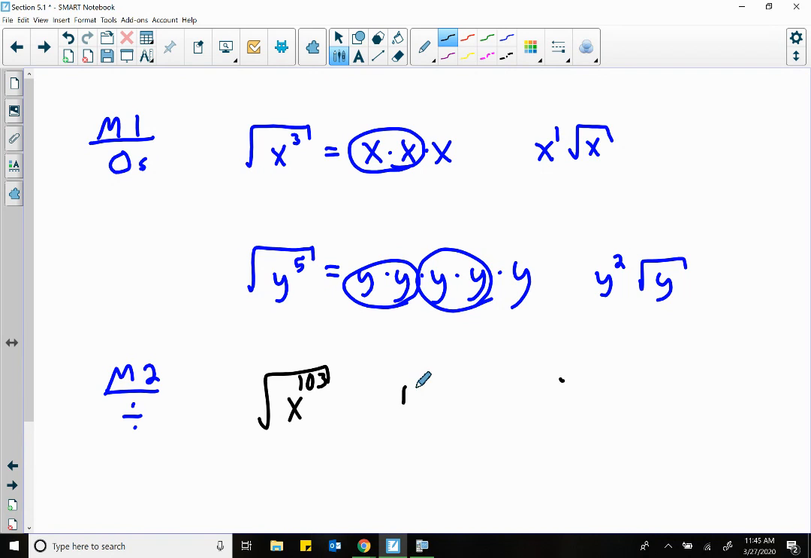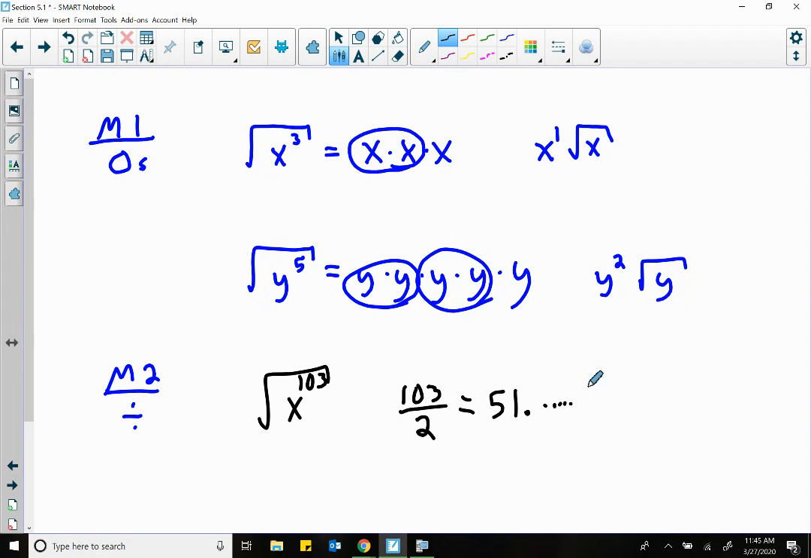Okay. So we're going to take that power of 103 and we're going to divide it by what we would have circled. Because this is a square root, we're circling pairs, so I'm going to divide it by 2. If you go to your calculator and divide 103 by 2, you get 51 point some decimal, which is actually just 0.5, but I don't really care about the decimal.